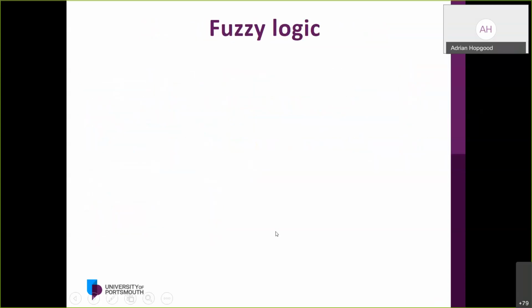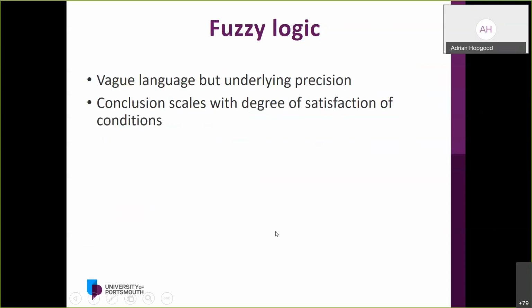Let's move on to fuzzy logic, because that boiler example included some very vague terms, like temperature being high, water level being low. And that's the gist of fuzzy logic. It uses vague language, but it does have an underlying precision. And the conclusion scales with the degree of satisfaction of the conditions.